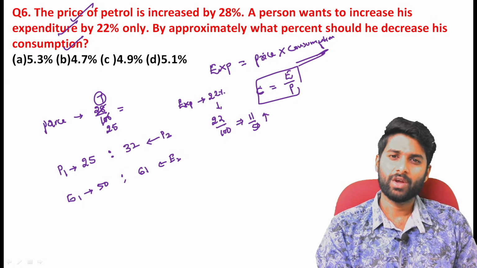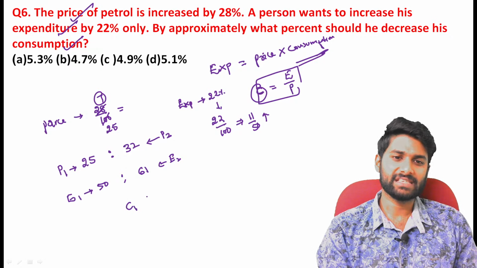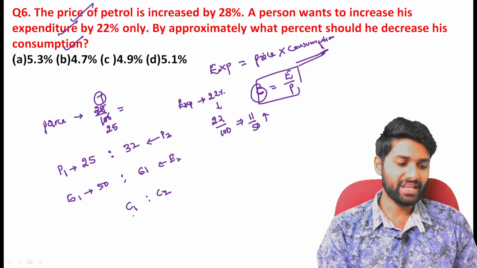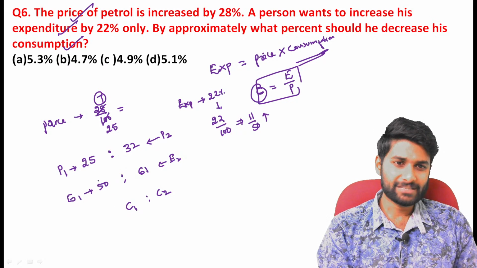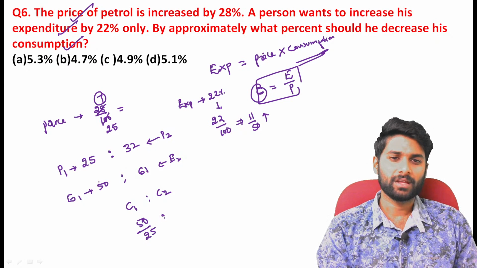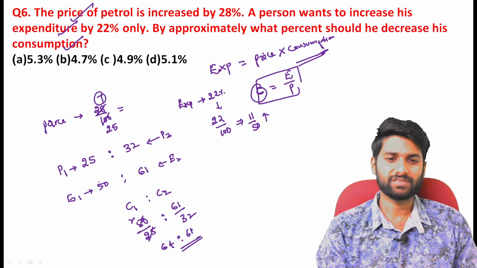Now, what is the question? How much does the consumption change? Now, see, we need to calculate the C1 and C2 ratio. C1 means initial consumption. So the initial consumption is completely based on the initial expenditure divided by the initial price, meaning 50 divided by 25. Now the final consumption value is exactly equal to 61 by 32. Now this is exactly 2 times. Now 32 into 2, the value becomes exactly 64. So it is 64 is to 61.